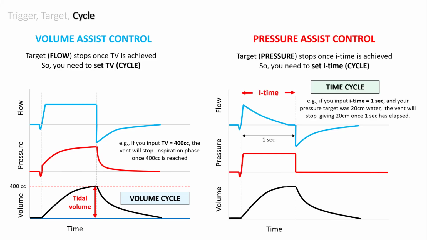In pressure assist control, the cycle is time. So you need to set the inspiratory time to tell the ventilator when to stop that inspiration. So for example, if you input your I time to be 1 second, say your pressure target was 20 centimeter of water, the ventilator will give you 20 centimeter of water for 1 second. If you want to put your I time as 1.5 seconds, you will get 20 centimeter of pressure for 1.5 seconds. So giving a pressure for a set amount of time would generate some tidal volume.